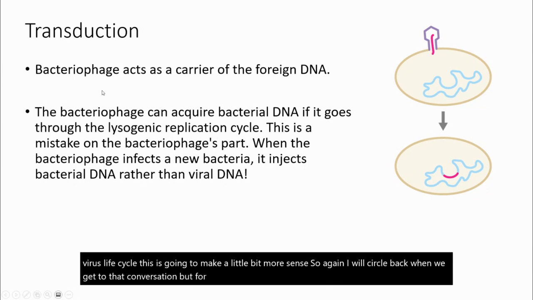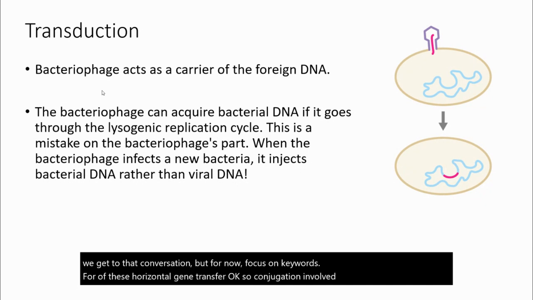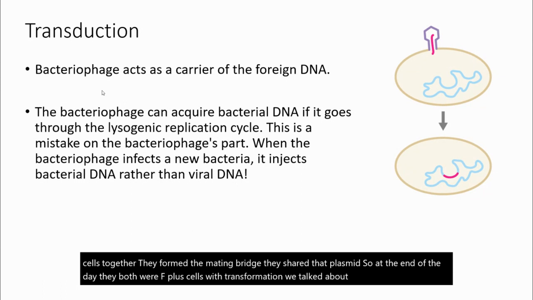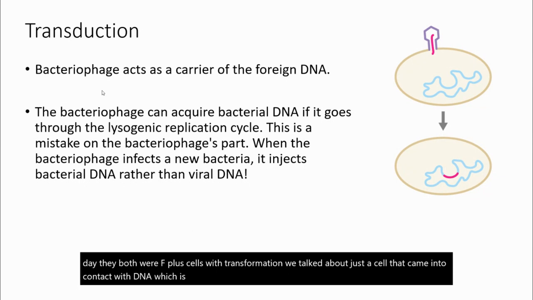But for now, focus on keywords for each of these horizontal gene transfer mechanisms. Okay, so conjugation involved the pilus, which brought two cells together. They formed the mating bridge. They shared that plasmid. So at the end of the day, they both were F+ cells. With transformation, we talked about just a cell that came into contact with DNA. It was just in the environment.